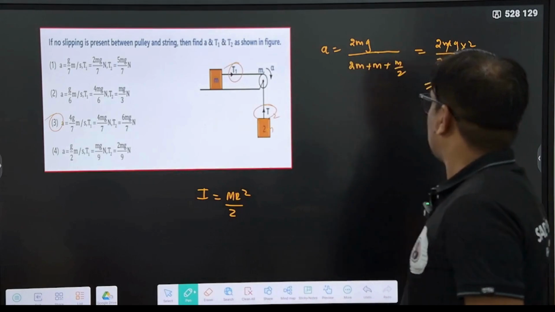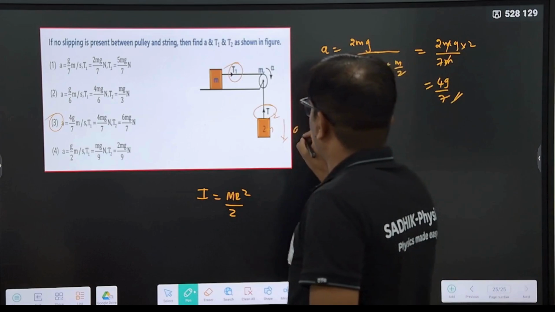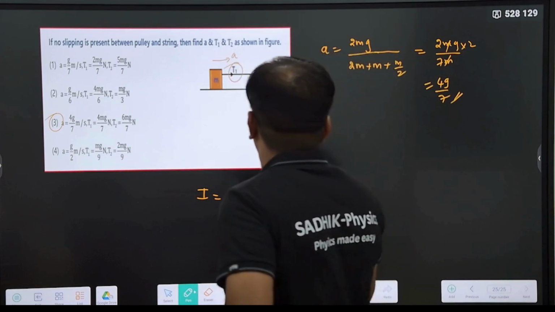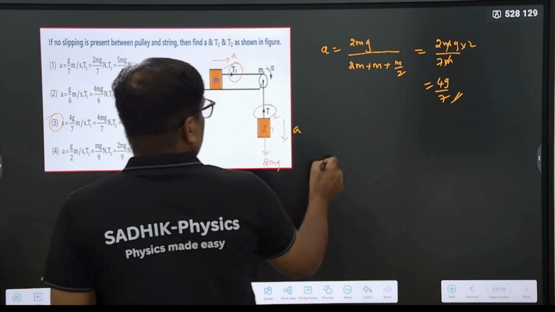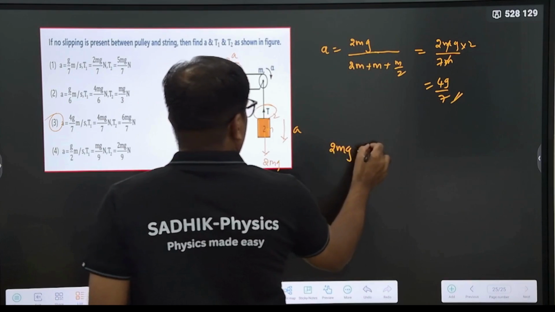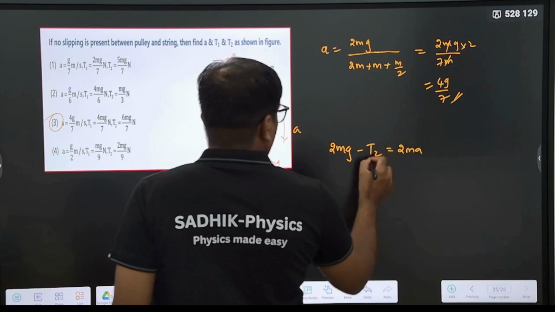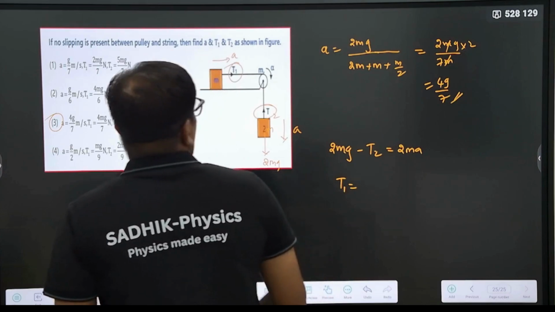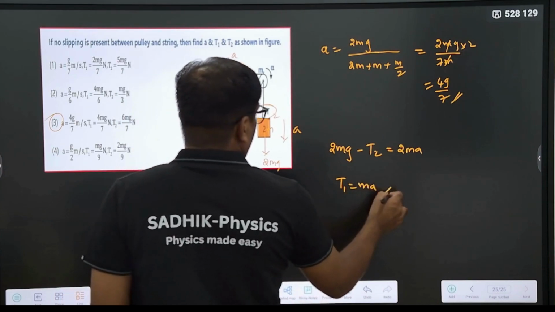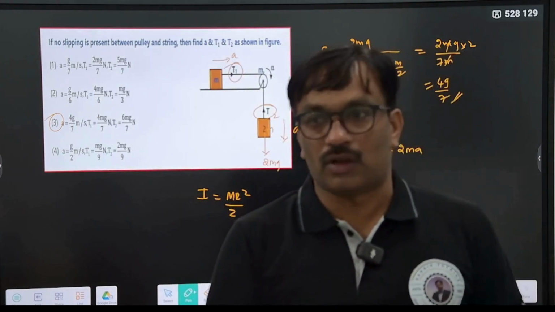Clear? So how to calculate the tension now? I got the acceleration here. Use the equations now. Therefore downward force is how much now? 2mg. So 2mg minus tension T2 is equal to 2ma. Clear? So on this side, the tension T1 is equal to ma. So substitute these values now and you can get your answer easily. You can solve the problems now. Right?